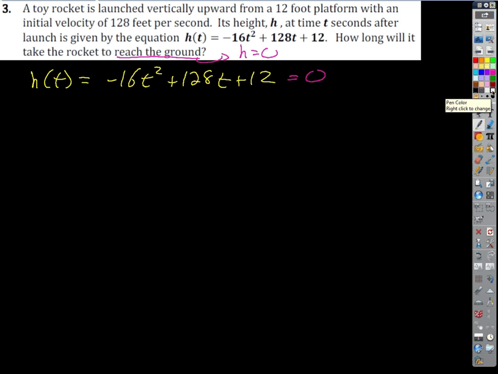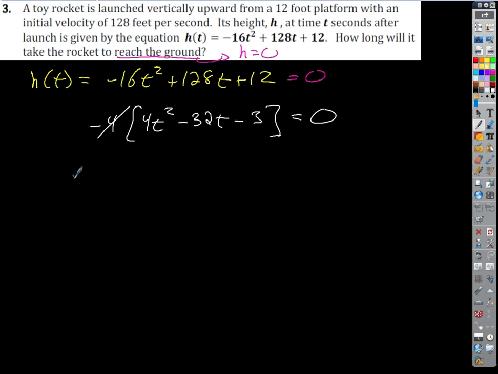So what can we do with this? If I'm just trying to solve this equation right here, what are some things I should probably do? Take something out maybe, right? I could take out a 4. In fact, I could take out maybe a -4, how about? Right? So if I factor out a -4, what am I going to be left with? 4t squared minus 32t minus 3. Okay. Equals 0. And I could divide by -4 and just get rid of that, because I'm just trying to solve the equation, right? Now what?